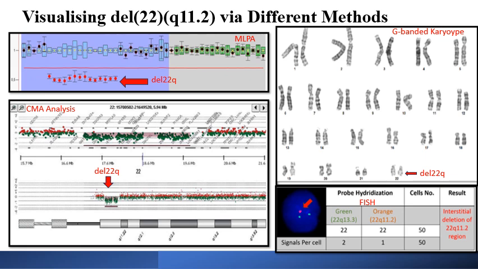In summary, each method has its strengths. MLPA is good for targeted deletions. CMA provides genome-wide detection with a higher resolution. And karyotyping shows large-scale changes. And FISH offers a precise region-specific confirmation.